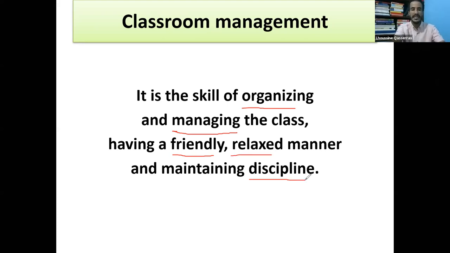Wonderful. So all of you mentioned these keywords. Samira said techniques, yes. So to organize, you need techniques. To manage, you need techniques. To create a friendly learning environment, you need techniques. Wonderful. Okay, so it's about organizing, managing the class, having a friendly, relaxed manner, and maintaining discipline.